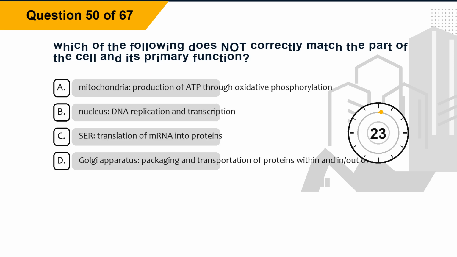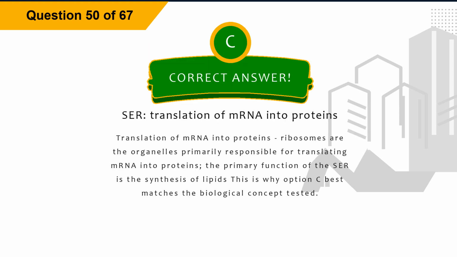Question 50. Which of the following does not correctly match the part of the cell and its primary function? Option A, mitochondria, production of ATP through oxidative phosphorylation. Option B, nucleus, DNA replication and transcription. Option C, CER, translation of mRNA into proteins. Option D, Golgi apparatus, packaging and transportation of proteins within and in and out of cells. The correct answer is option C, CER, translation of mRNA into proteins.